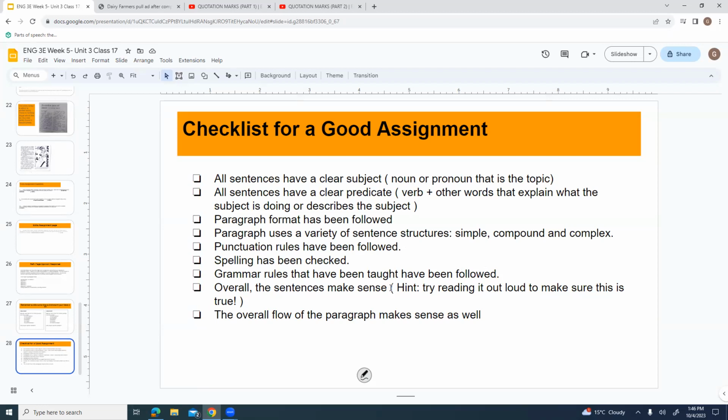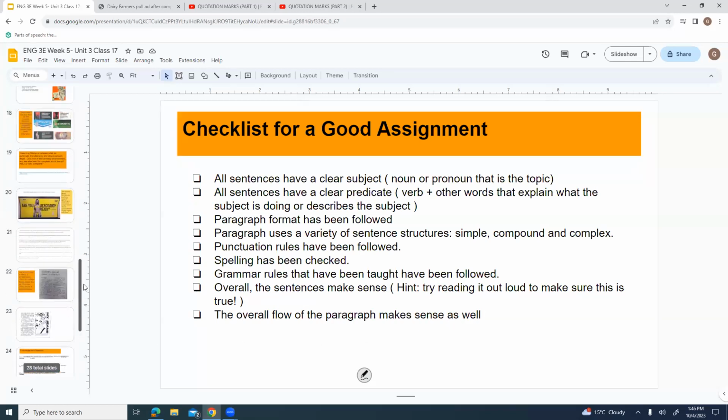Overall, the sentences make sense. I really encourage you, read it out loud or have a friend read it out loud to you. Sometimes when you read it out loud, you realize, oh, I forgot a word or two, or, that doesn't quite make sense. So I really, really encourage you. This is one of the best ways to make sure your writing doesn't just sound a little bit funny, is to read it out loud. Make sure the overall flow of the paragraph, like the arguments and such, makes sense as well.